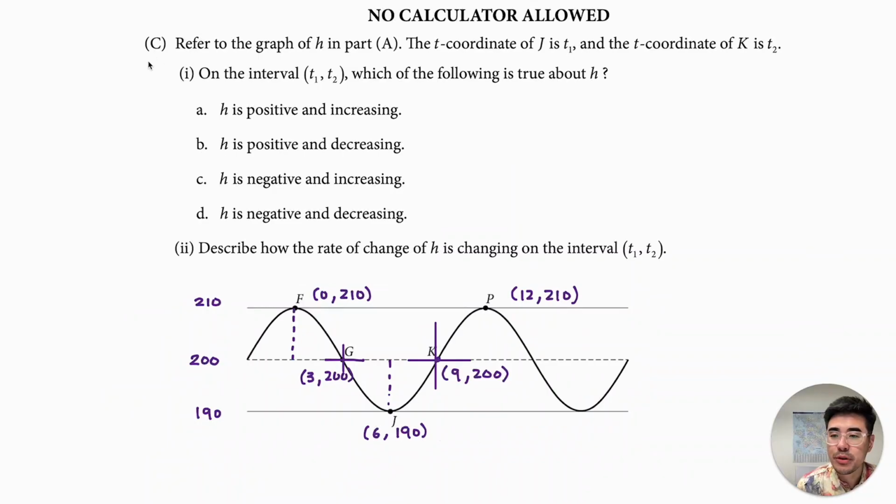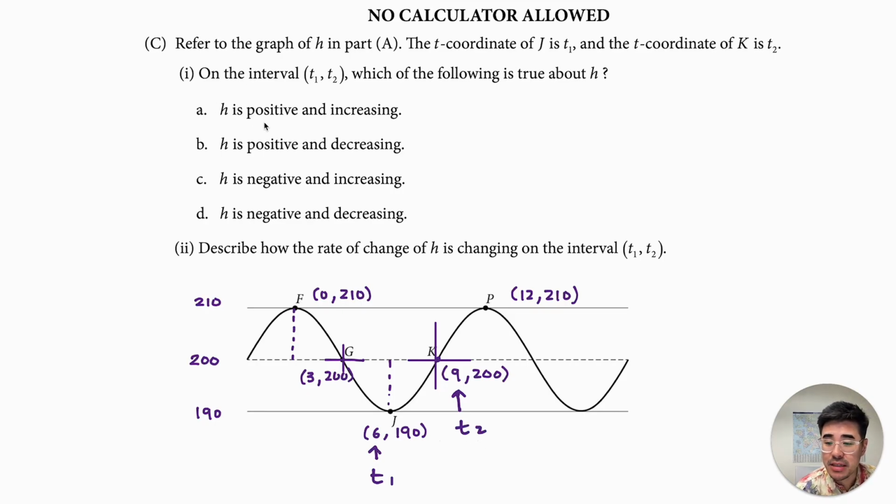So moving on to part 3, it tells us to refer to the graph that we made. And then it tells us that the t-coordinate of J is T1. So where's J? So this is my T1 right there. And then the t-coordinate of K is T2, so that's my T2 right there. And so from T1 to T2, which of the following is true about H?